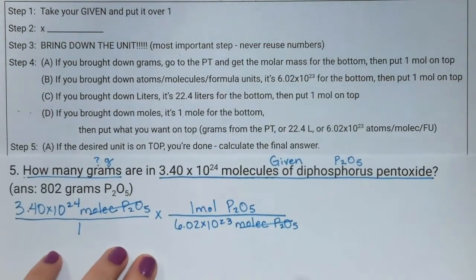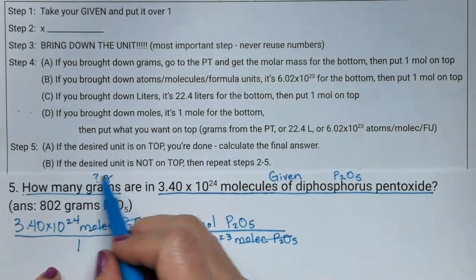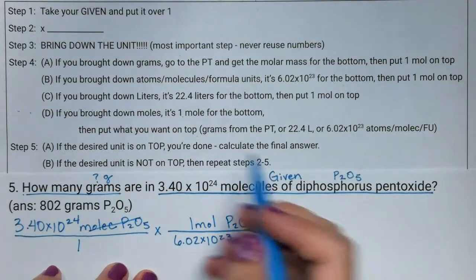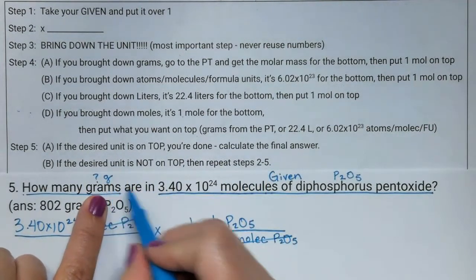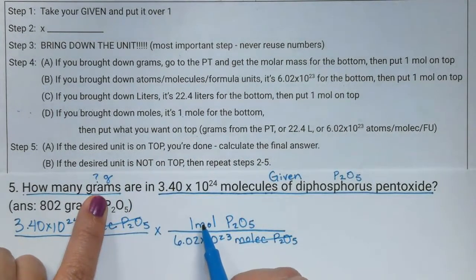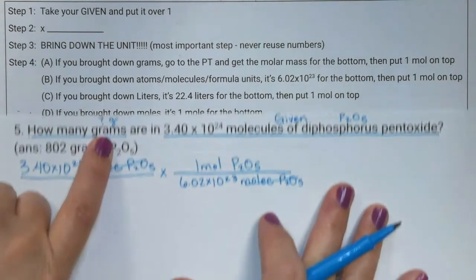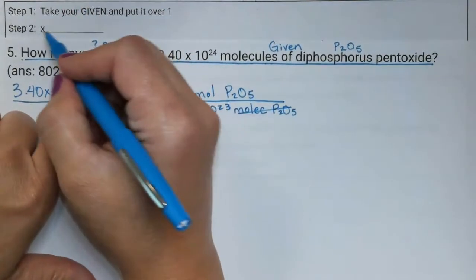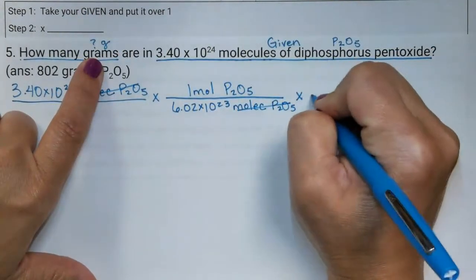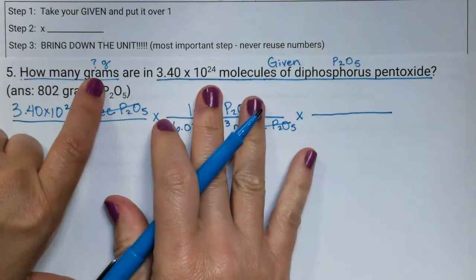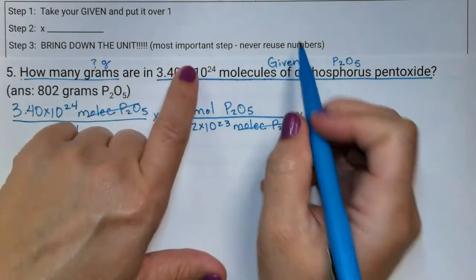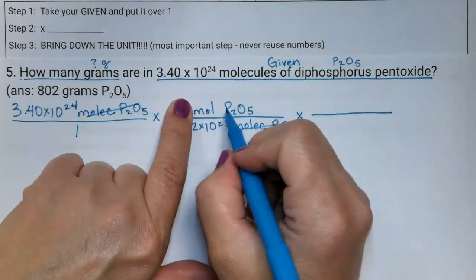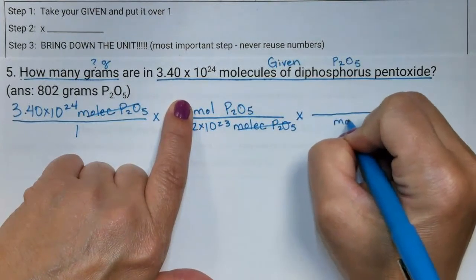Step 5, if the desired unit is on top, you're done. If it's not, we're going to repeat steps 2 through 5. We want to end up on grams, but at the moment we're at moles. So we're going to have to repeat steps 2 through 5 one more time. So now, times, draw a line. And then step 3, bring down the unit. Don't bring down the number, so it's going to be mole P2O5.